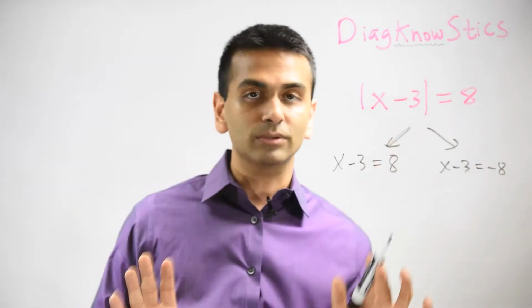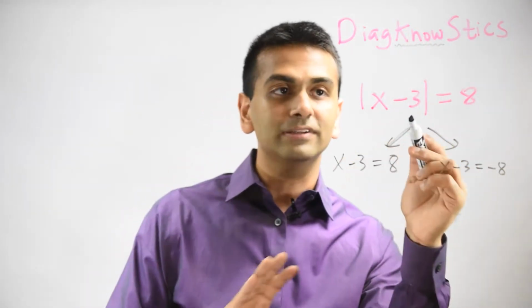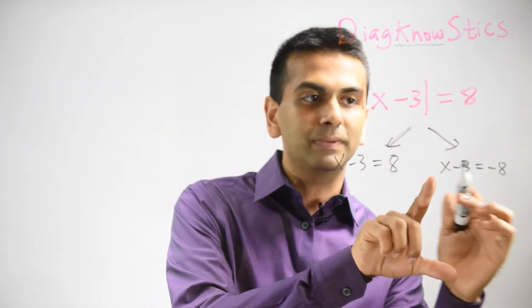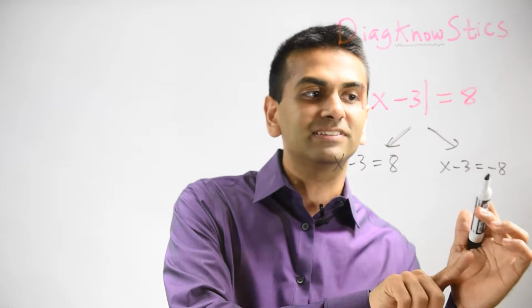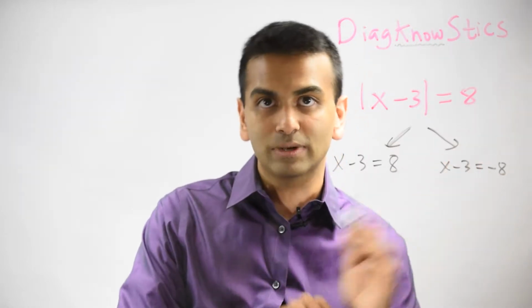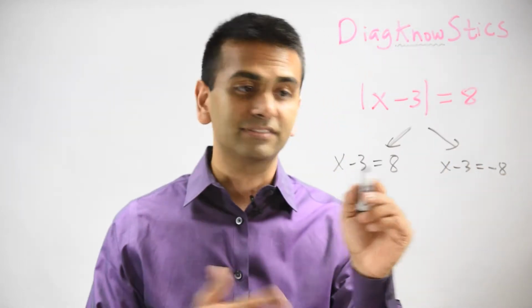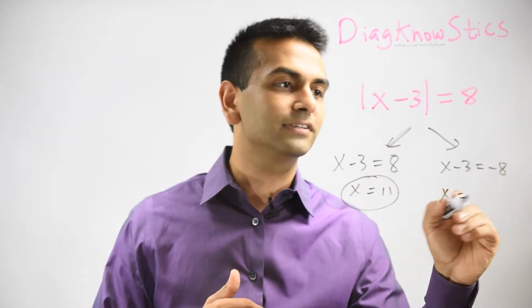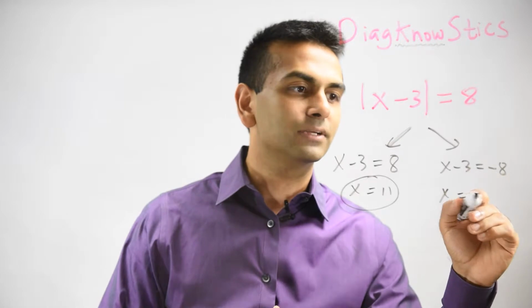So the way to solve an absolute value is you write one case where you ignore it, and another case where you get rid of the absolute value, but set it equal to the negative version of whatever it's equal to. So now solving this, here we just add 3 to both sides. So here x is either 11 or x is equal to -8 plus 3, which would be -5.